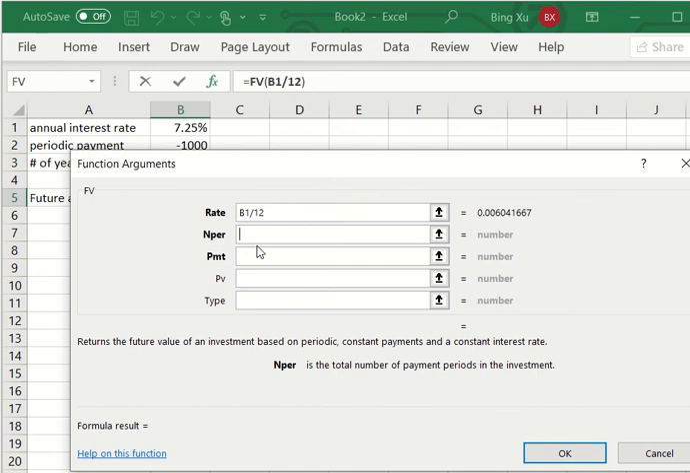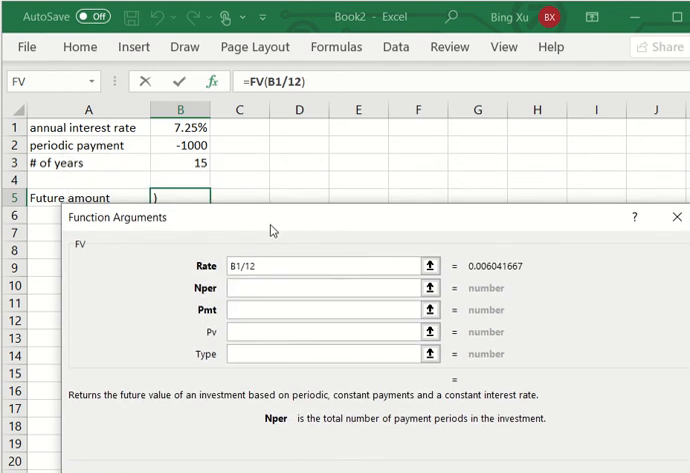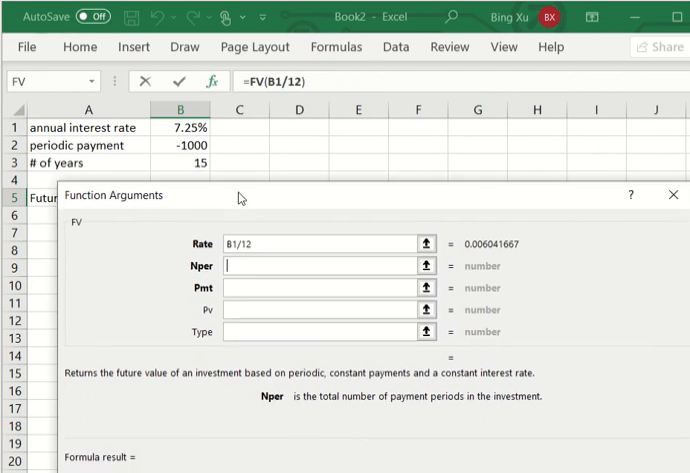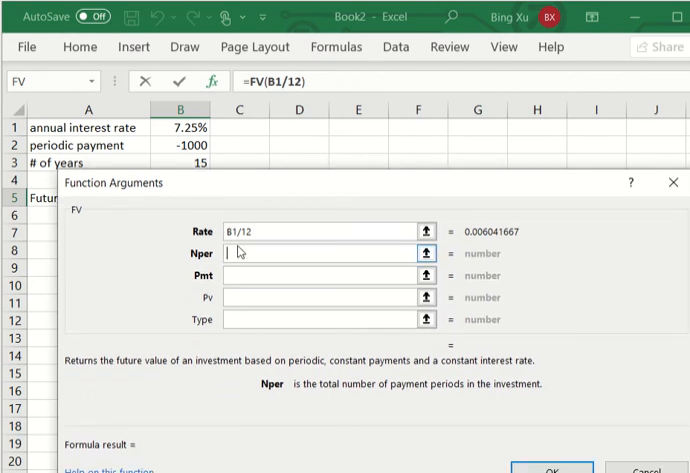NPER represents the total number of payments. So that will be 15 times 12 because it's monthly payment, right? So it'll be B3 times 12.